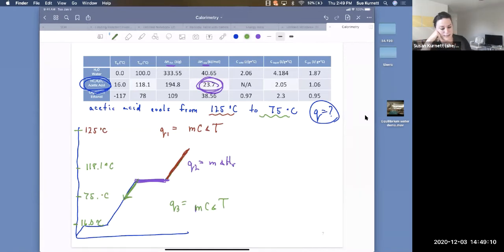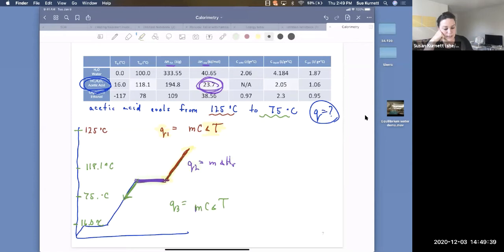So the delta T, because final is lower than initial, final is 75 or 118, and initial is 125 for Q1. The delta T is going to be negative. So the Q is negative, which makes sense because cooling is an exothermic process. Heat is being dumped.